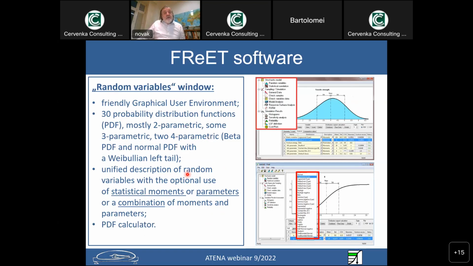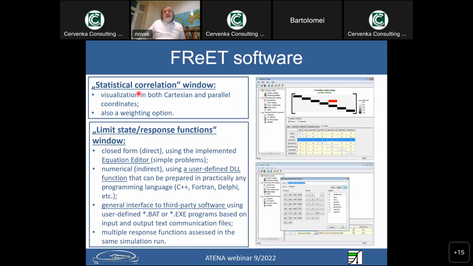Unified description of random variables with optional use of statistical moments or statistical parameters, or a combination of moments and parameters. And there is also a probability distribution function calculator, where you can, let's say, play with the input data and then modify it, it's relatively user friendly. Then there is a statistical correlation window where you can prescribe the level of statistical correlation, and actually the software also checks if the correlation matrix is positive definite or not. It should be positive definite, but there is another story behind that, right?